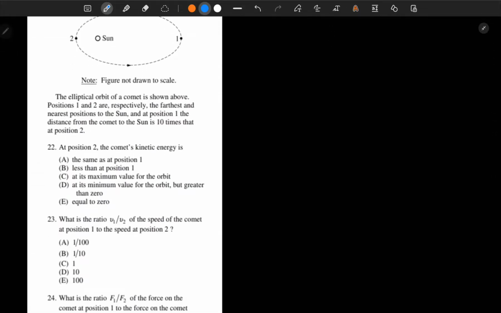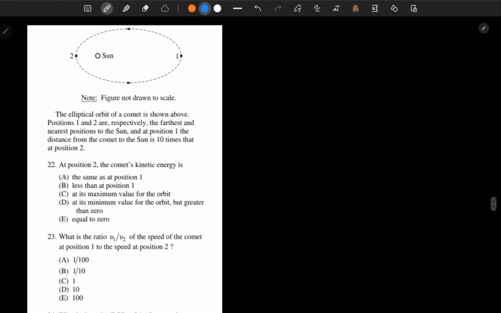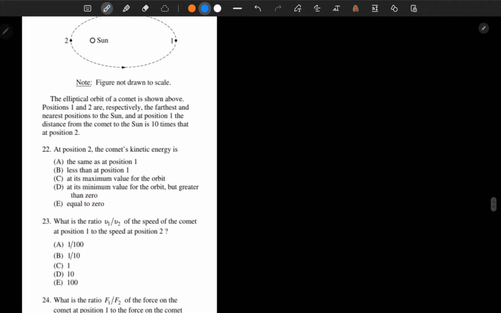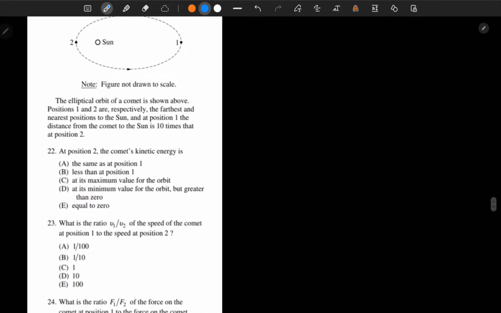Next, the elliptical orbit of a comet is shown above. Positions 1 and 2 are, respectively, the farthest and nearest positions to the Sun, and at position 1, the distance from the comet to the Sun is 10 times that at position 2. At position 2, what is the comet's kinetic energy?